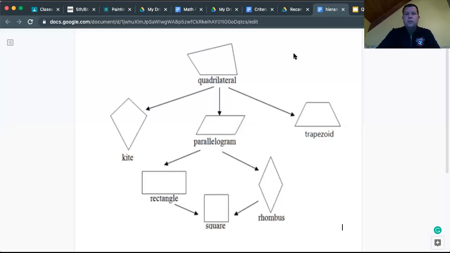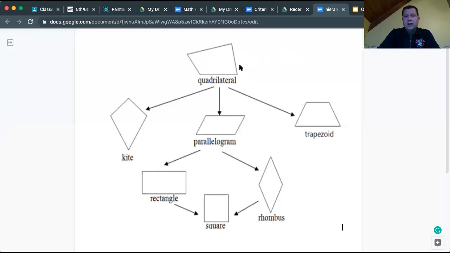All right, we are back, and now we're moving on to my favorite part, which is the hierarchy of quadrilaterals. As you can see, we have a little diagram here. This, to me, makes it the easiest, and as I explain it, hopefully you'll understand it a little better as we go. So, first of all, a quadrilateral is a four-sided polygon.